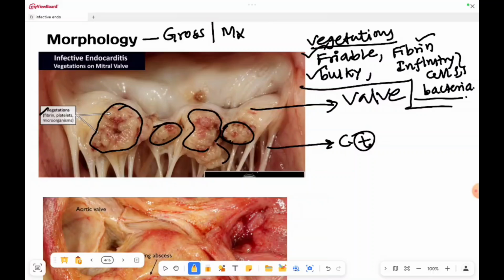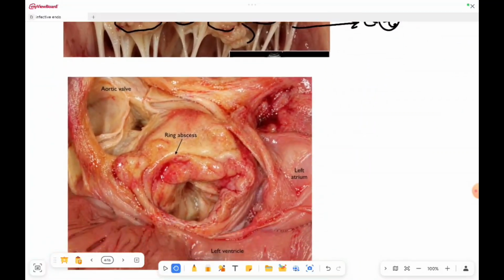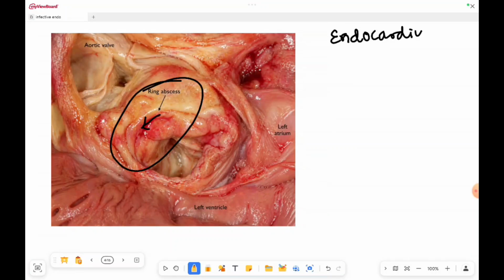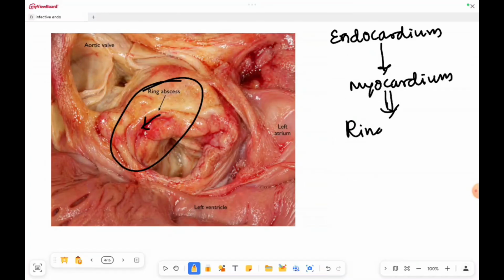And vegetations sometimes will erode into the myocardium and cause ring abscess. So here you can see from endocardium they will erode into the myocardium. So they will gain access into myocardium and there they will cause ring abscess formation. So you can collect this tissue for culture also.